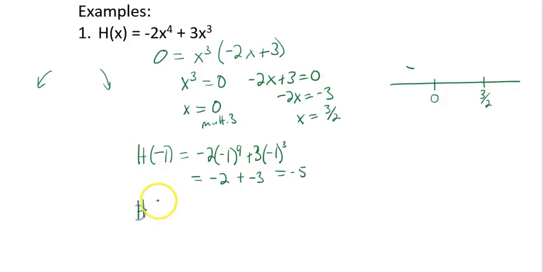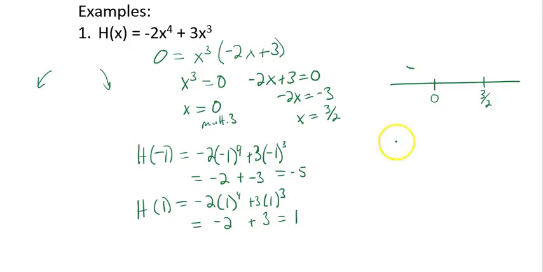And then next one, h of something between 0 and 3/2, which is 1 1/2. Obviously, the easiest thing to me is going to be a 1. So I'm going to plug in a 1. Negative 2 times 1 to the 4th plus 3 times 1 cubed. So again, I get a positive 1 here times a negative 2. And here I get a positive 1 times a 3. So I end up with a positive 1. And so this section will be positive because even though I just plugged in 1, that means anything I plug in between these should give me a positive answer.